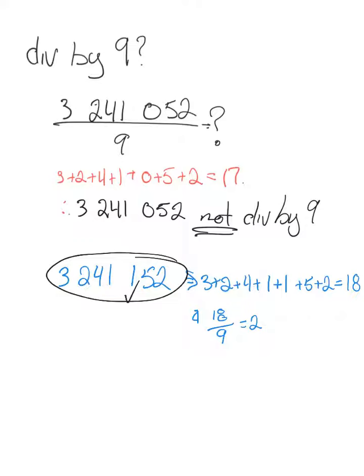But so is 3,341,052, and 3,241,053 is, and any other number where you would just bump up the number by 1 would in fact be divisible by 9.